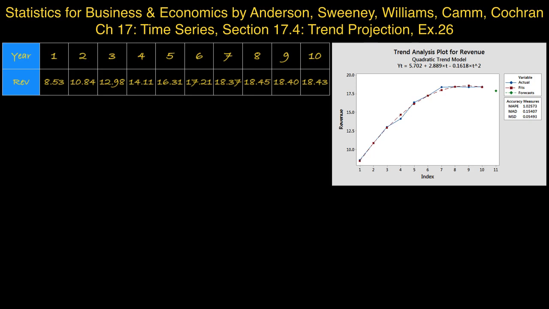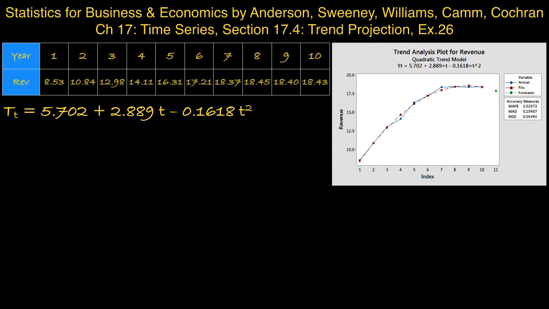Using Minitab, develop a quadratic trend equation that can be used to forecast revenue. So this is the equation that we obtain using Minitab. The value of the time series at time t is equal to 5.702 plus 2.889 times t minus 0.1618 times t squared.